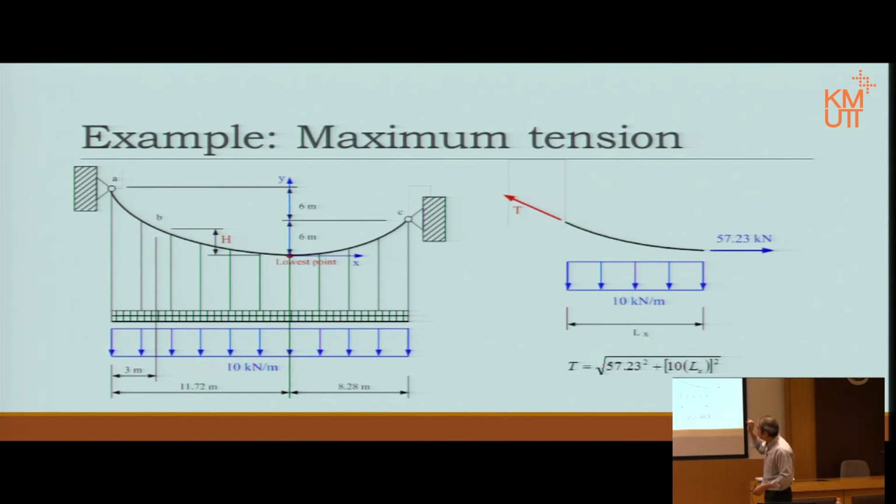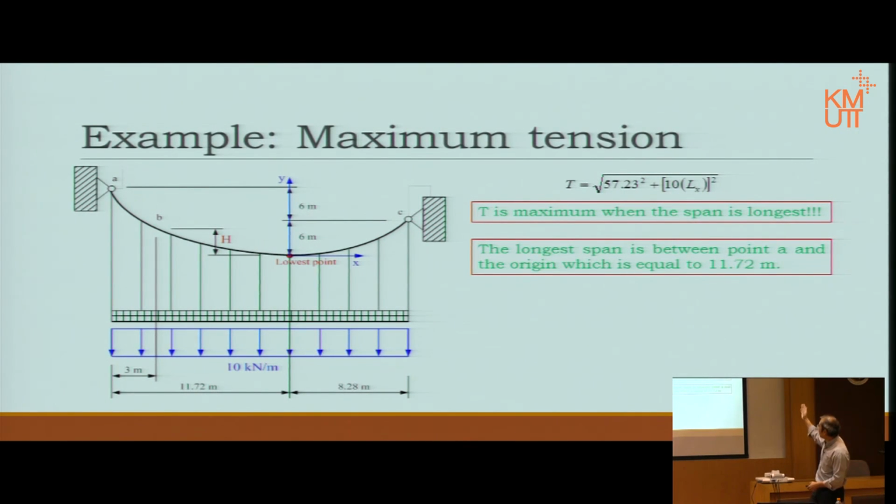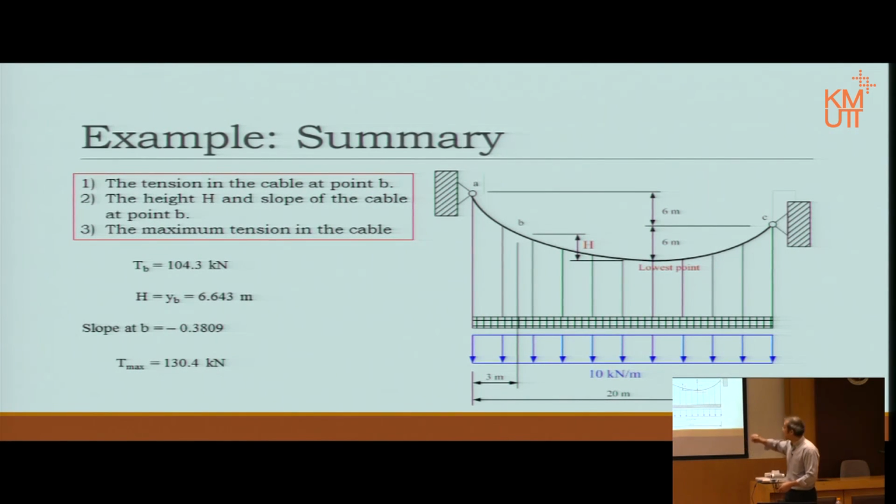So in this case, the maximum tension will happen at point A. T is maximum when the span is longest. Therefore, the longest span is from origin to point A, which is 11.72. Substitute into the equation. There we go. Then we have Tmax, the maximum tension in this cable at point A. There we are, the three equations, the three answers. No, sorry. Question 2 comprised 2 questions. So 4 questions, 3 groups, but 4 questions. Therefore 4 answers.